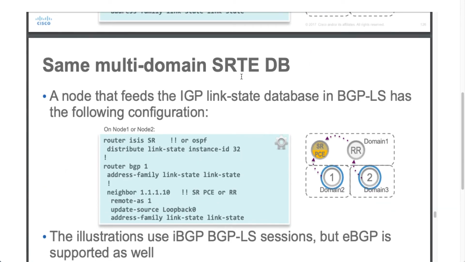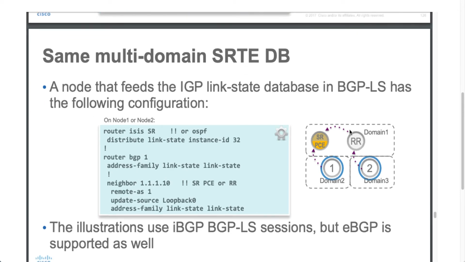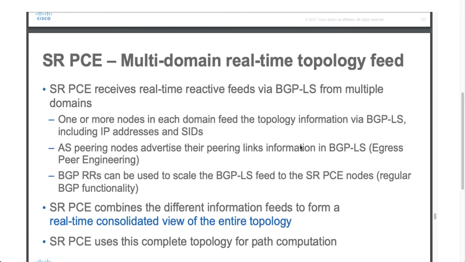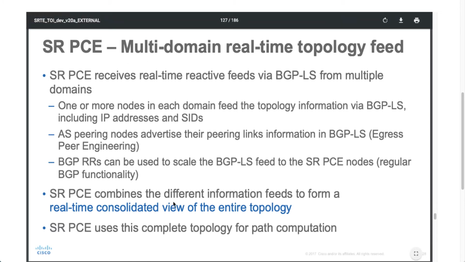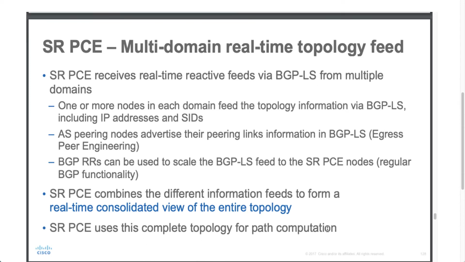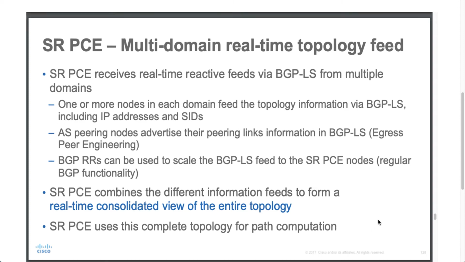Now, same multi-domain SRTE database. In this example, under router ISIS, we are saying distribute link-state, and we are giving an instance ID. That is the only thing here. You can read through the slide a little bit in more detail, and it says that SR-PCE uses this complete topology. This topology came to SR-PCE from BGP-LS or from your IGP, and using that information, it can do any path computation for us. Another thing, if you recall, it is stateful also. It is keeping track of the state in the network. As things change, it will update its SRTE database.